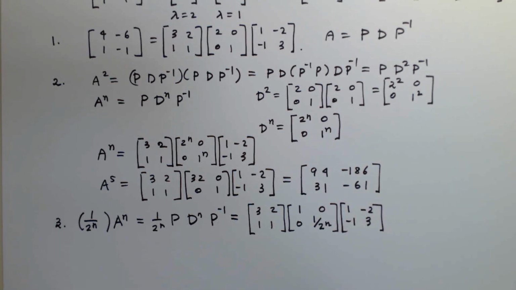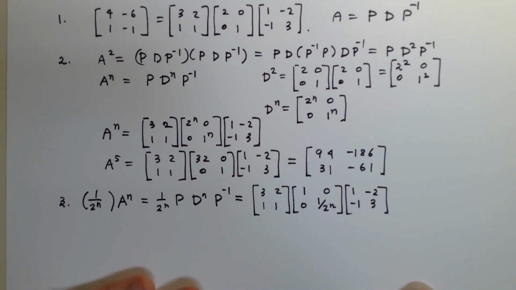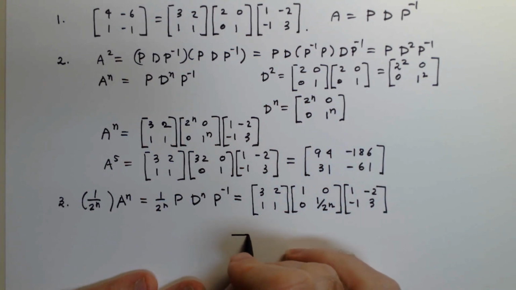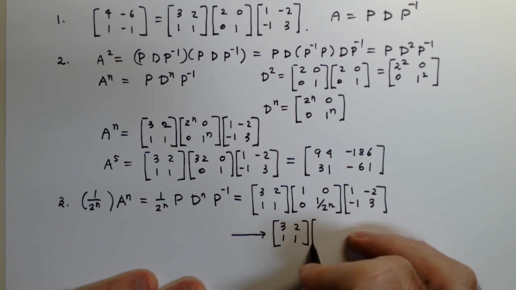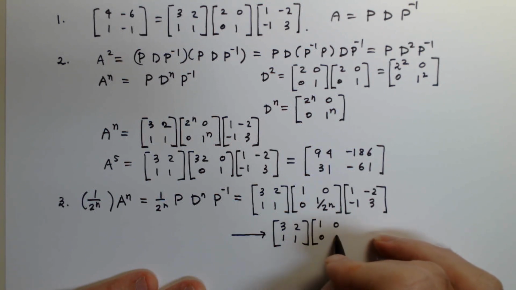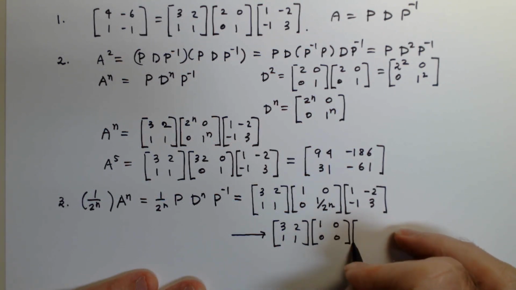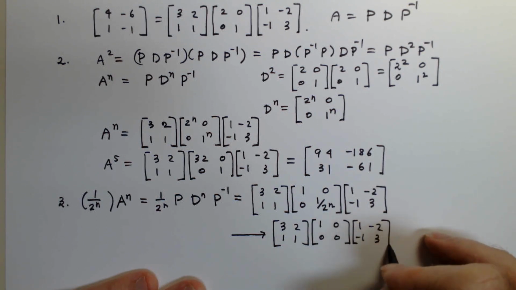Okay, now the question is, what happens to this as n goes to infinity? Well, we can see that n is appearing only here, 1/2 to the n. And as n goes to infinity, this entry is going to converge to 0. And so this is going to converge to the product that I get. So this is as n goes to infinity. This will converge to the product of 3, 2, 1, 1 times the matrix 1, 0, 0, 0 times the matrix 1, -2, -1, and 3.